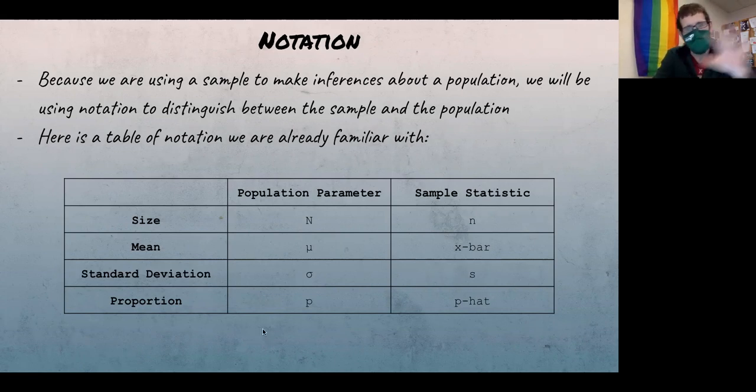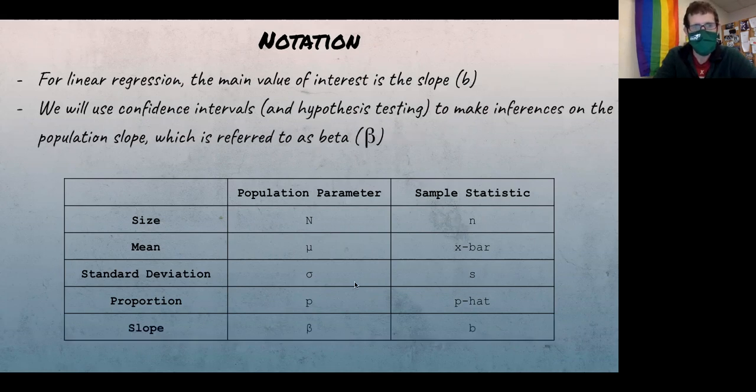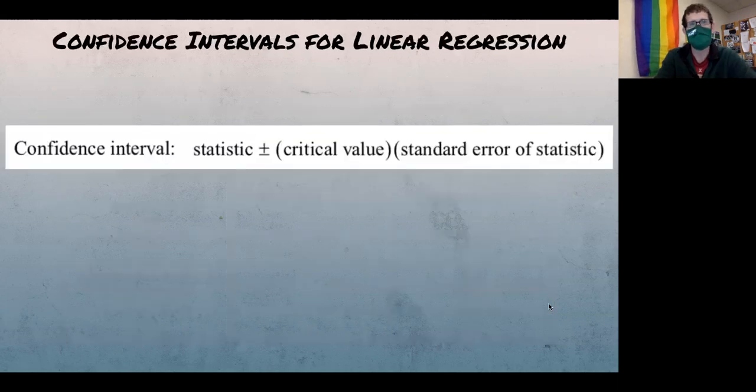So as a reminder, kind of the stuff we've looked at up until now, we have a population parameter that has its own notation, and we have a sample statistic that has its notation. And you're familiar with these by now. So when we're looking at slope, we have the same thing. Your population parameter is called beta, and your sample statistic is just b. Now we can see why we always refer to our slope as b instead of a or m or anything else. So pretty straightforward. So now let's talk about confidence intervals.